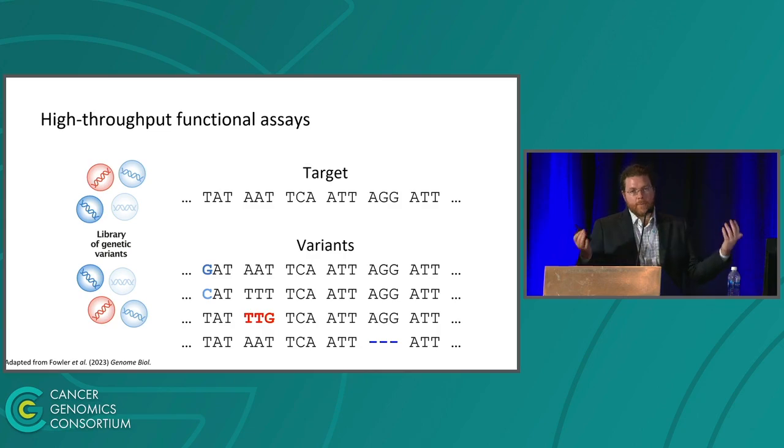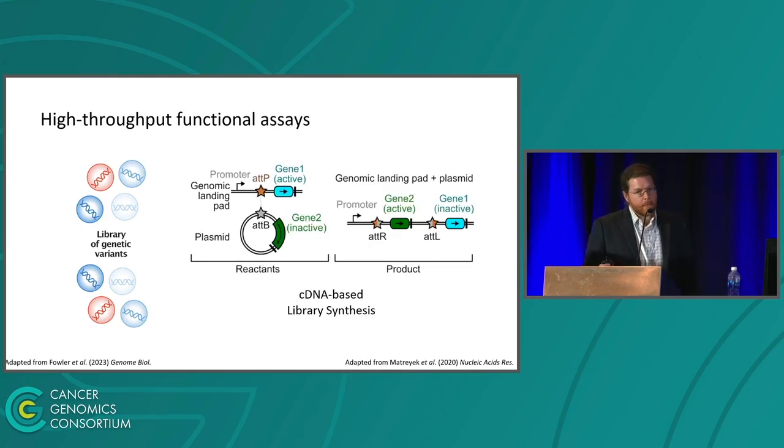And then we can make this diverse library of variants, and then transform it into cells to create a population of cells where each cell has a single variant, and then we can measure what that variant does in terms of how the cell performs in the assay. So there's a lot of different ways to do this.